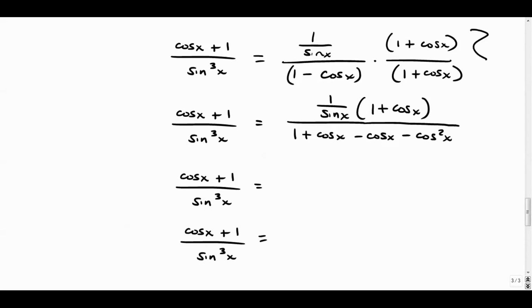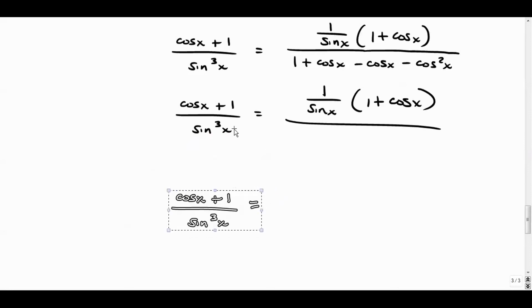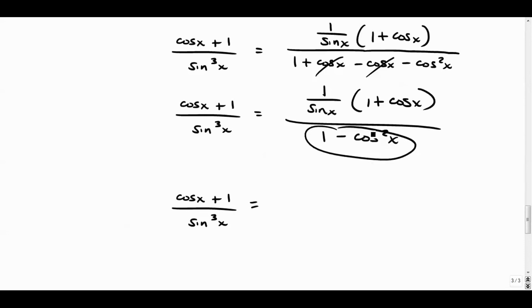All right, and the whole point of this, you're going to see in a minute, was to turn my denominator into something that I can use Pythagorean identities on. So let me rewrite my numerator again. And I need to clean up my denominator. So if I clean up my denominator, let me move this down a little. I see that my cosine and my negative cosine cancel, so I'm left with 1 minus cosine squared x. And that is equal to sine squared x. So I'll do that now. That's a little Pythagorean identity.